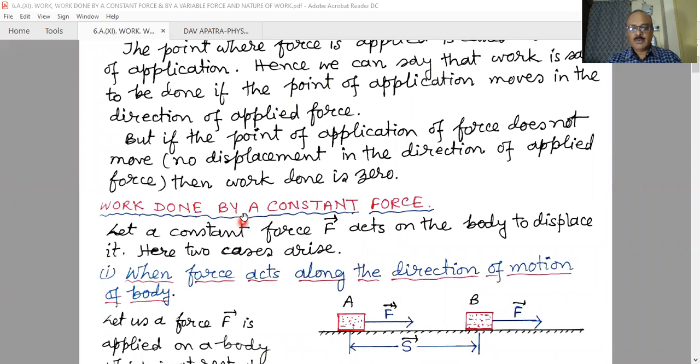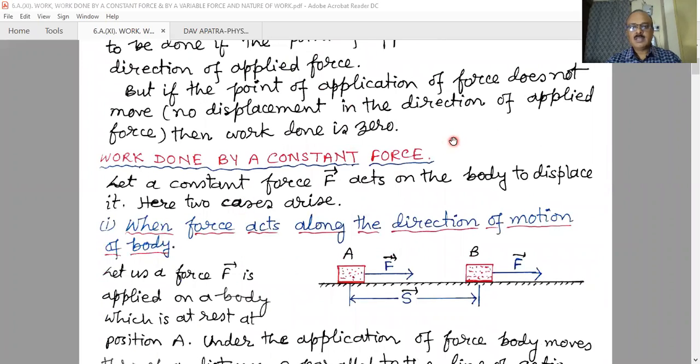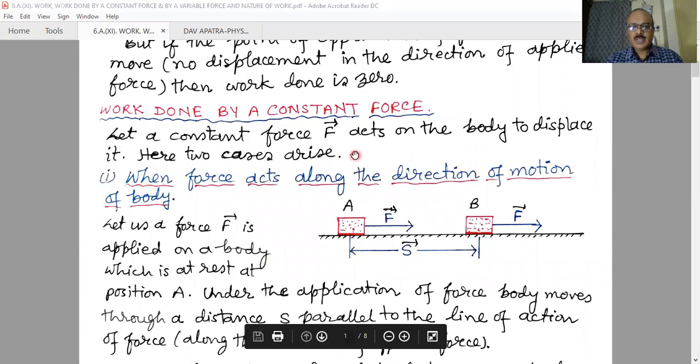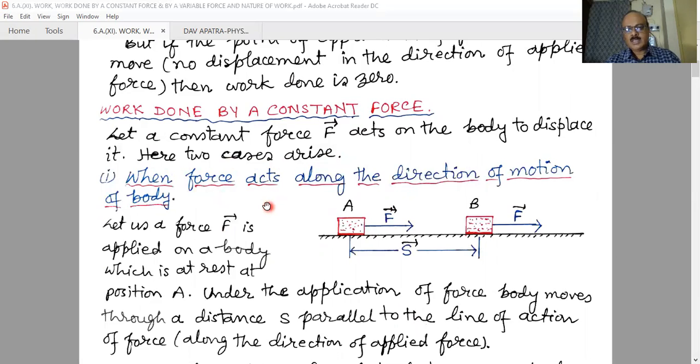Work done by a constant force. Initially, we just discuss the work done by a constant force, and later on, how you can find out the work done by a variable force. We will discuss that at the last. Let's say a constant force F acts on the body. Here, two cases arise.